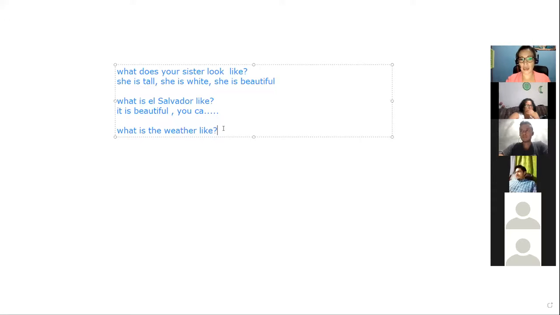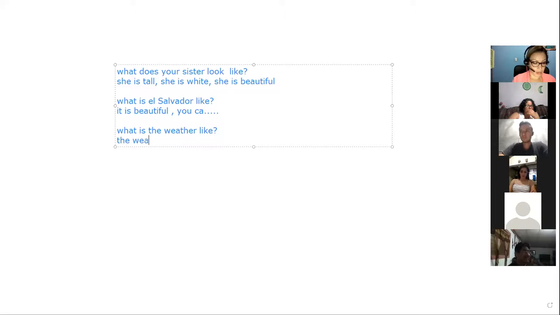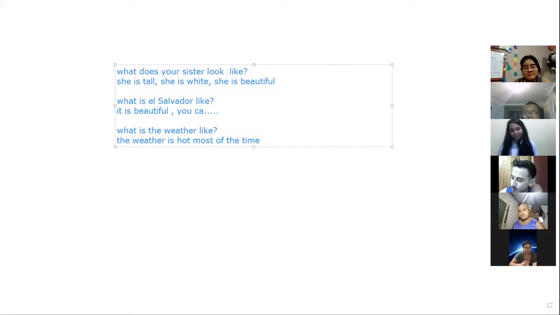What is the weather like? ¿Cómo es el clima? The weather is hot most of the time. La mayoría del tiempo el clima es caliente. The weather is hot most of the time, right? So you're giving a description. En este caso estamos utilizando like para dar una descripción.